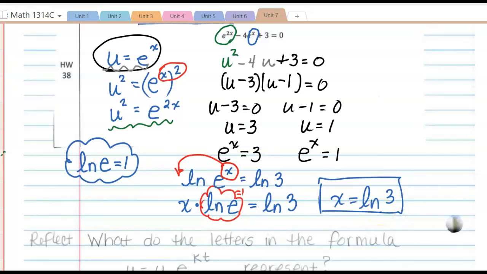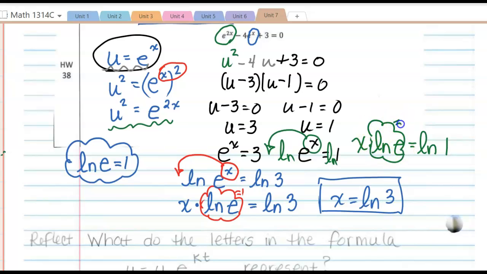And I would do the same thing for the other problem, in which I would take the natural log of both sides, and now using the third property of logs, I bring my x to the front, so I have x times the natural log of e is equal to the natural log of 1. I know that natural log of e is equal to 1, so now I have x equal to the natural log of 1.